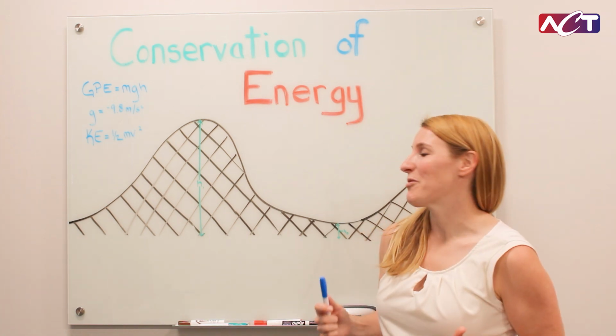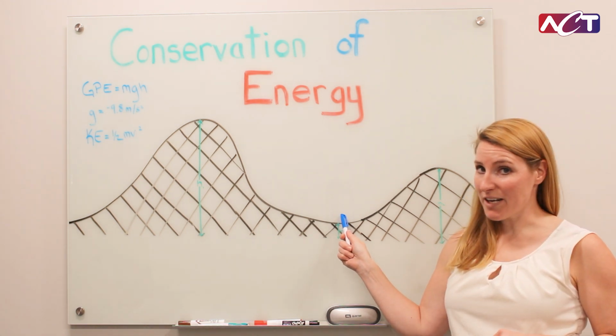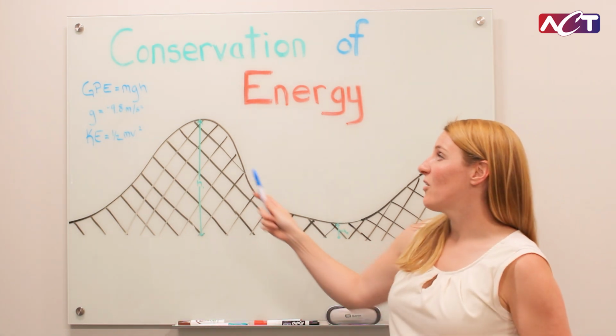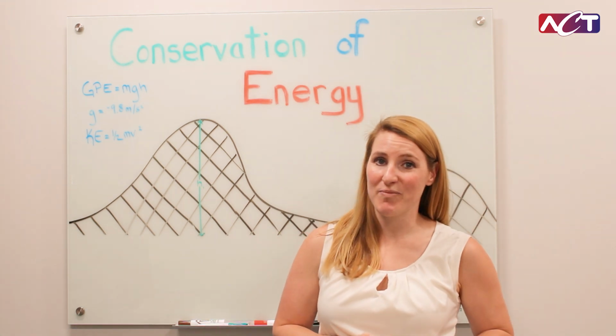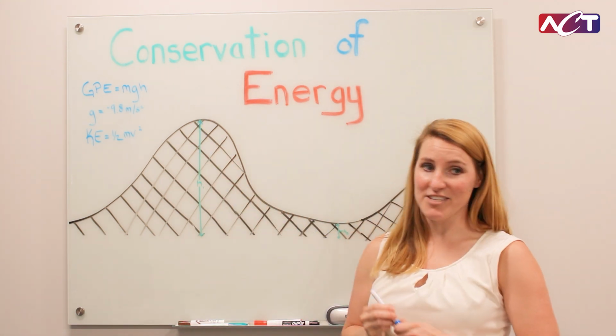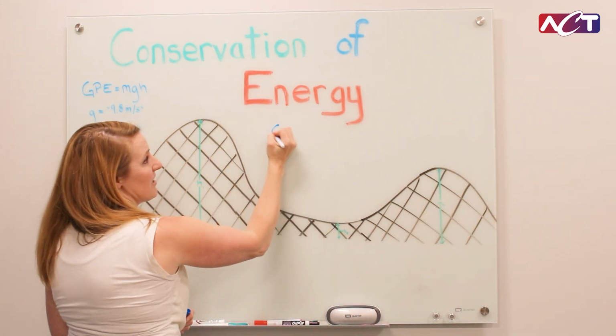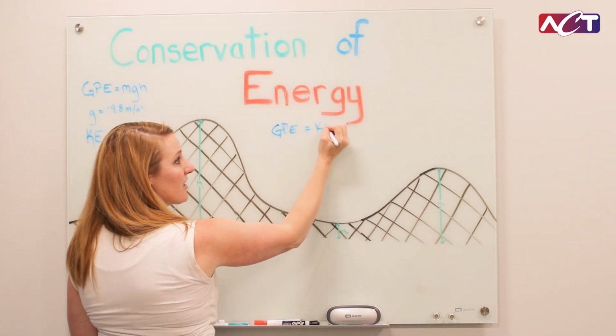With the roller coaster problem, we want to identify what our velocity here is at the bottom of the hill if we know our height at the top of the hill. And for that, we use conservation of energy, where your gravitational potential energy is going to be equal to your kinetic energy. So we'll write it out here. GPE is equal to KE.